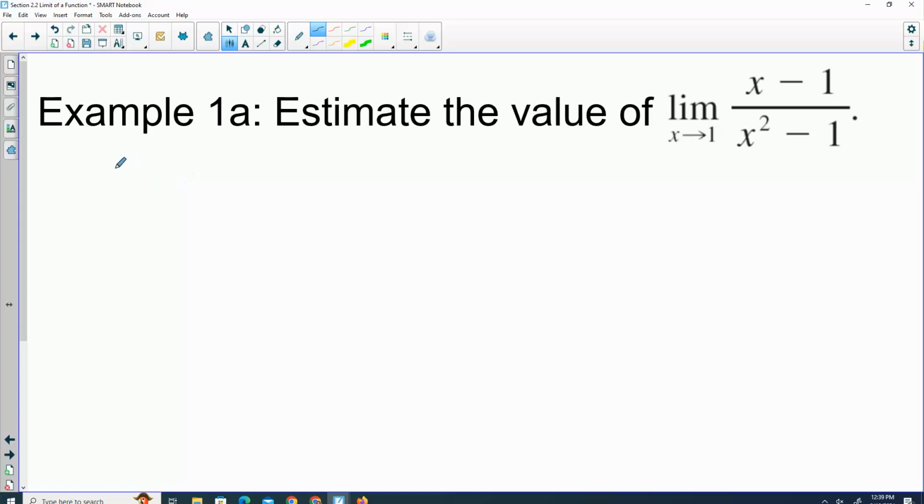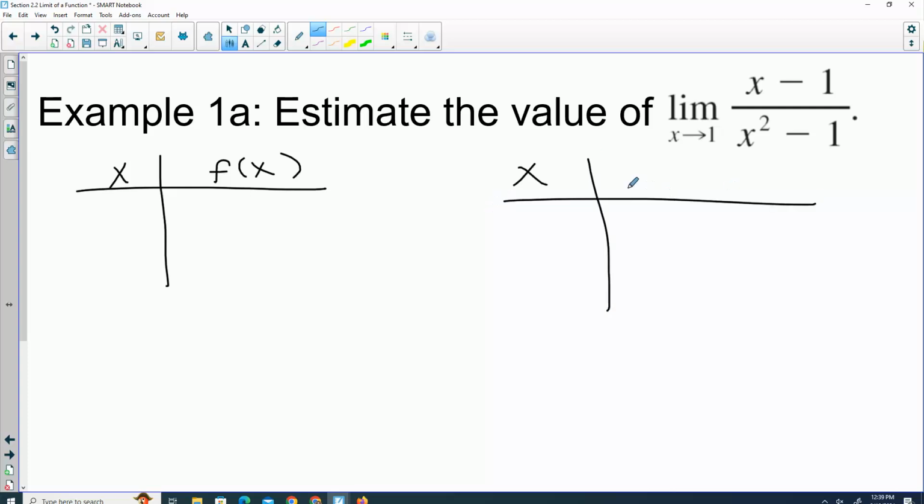So we're going to make these tables similar to what we were doing before, except we don't have to do as much because I don't need a slope here. I just need to know what my y is getting close to. We still need to approach 1 from both sides. We haven't seen the case yet, but we will later today where they don't match. So we have to check both. So I need numbers smaller than 1, so maybe 0.9, 0.99, 0.999, and then things bigger than 1, so maybe 1.1, 1.01, 1.001.